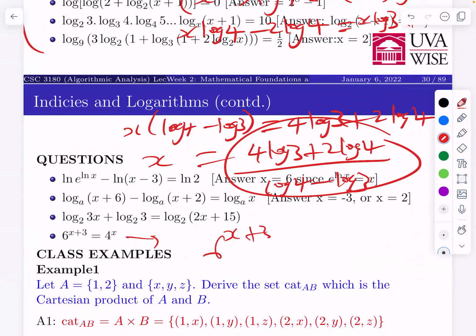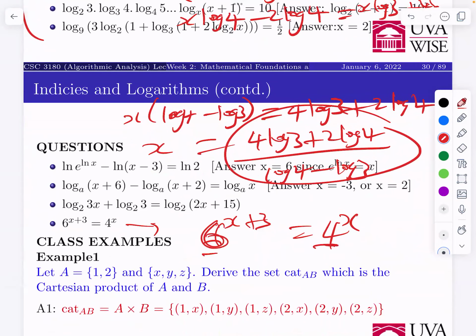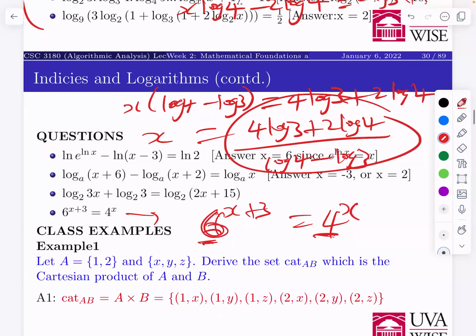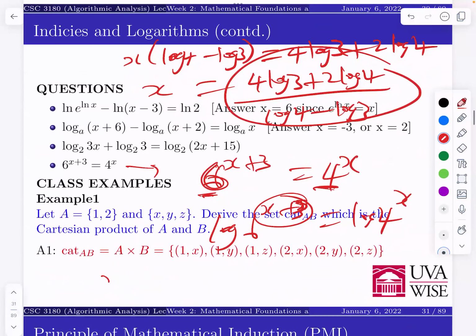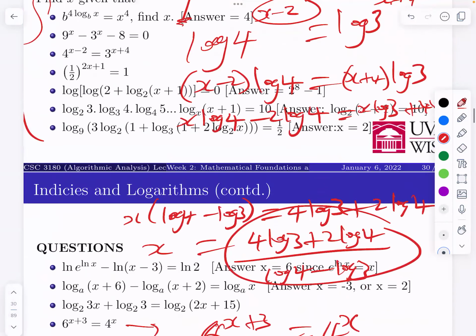Another one is here. 6 to power x plus 3 equals 4 to power x. So they have different bases, so introduce log, and the power is a variable. When you have different bases and the powers are variables, then just log both sides. You can ln it. So you log 6 to power x plus 3 equals log 4 to power x. Okay, now bring the power to the front, x plus 3 times log 6 equals x log 4. You do the same thing.